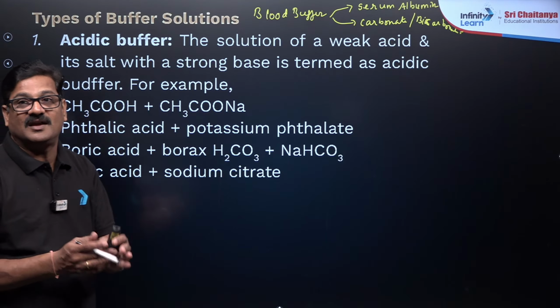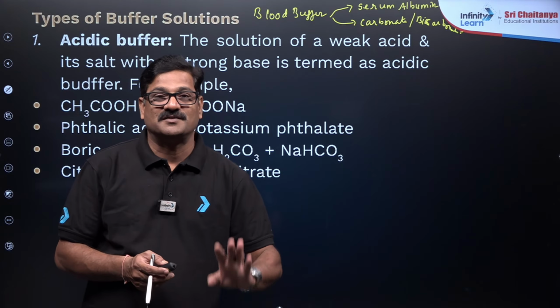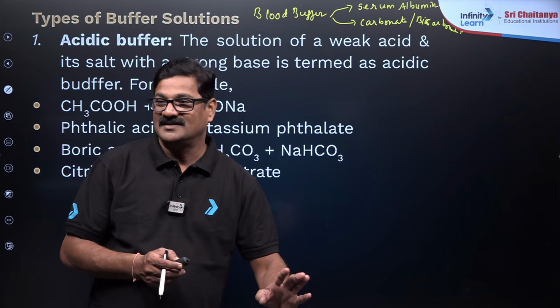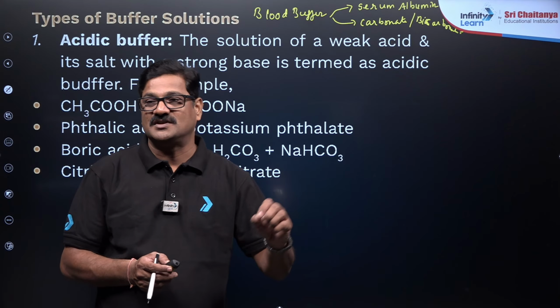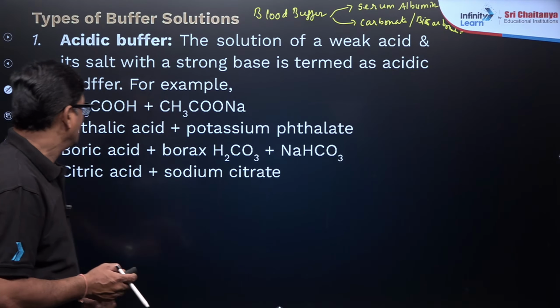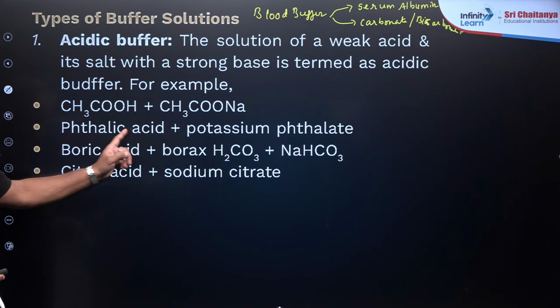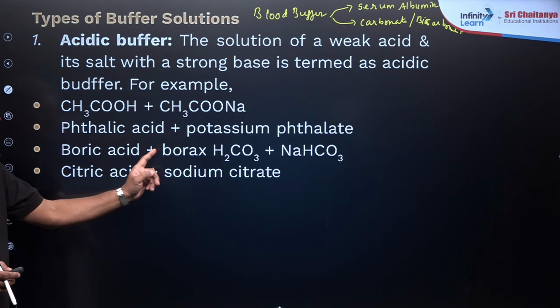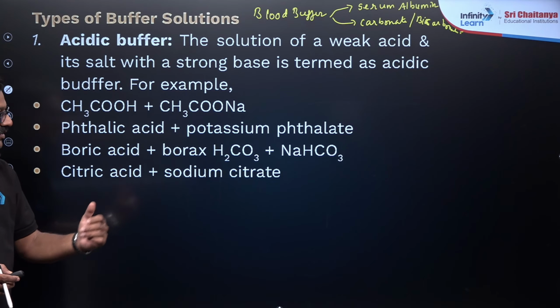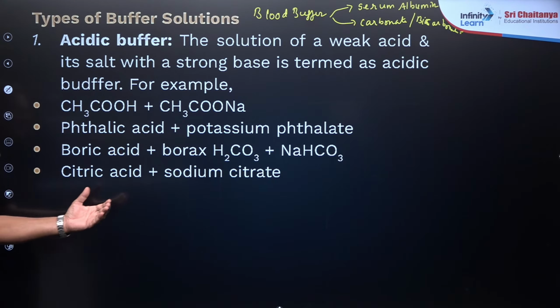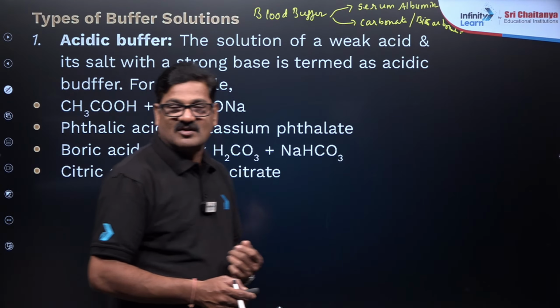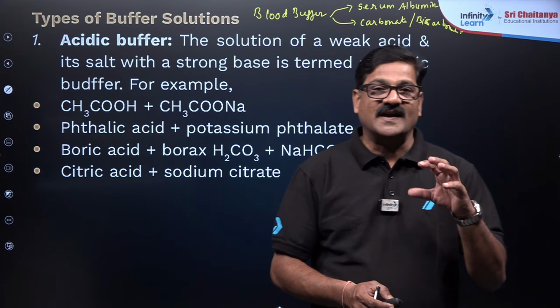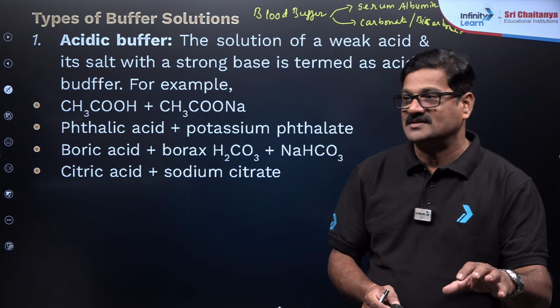Which of the following is a buffer? Which of the following is not a buffer? So it is a famous question in the NEET examination. Phthalic acid and potassium phthalate, boric acid and borax, sodium bicarbonate, citric acid and sodium citrate. These are all acidic buffers where a weak acid is used.